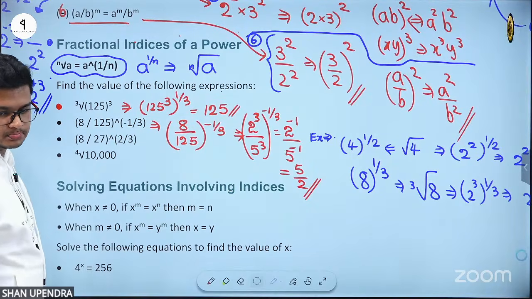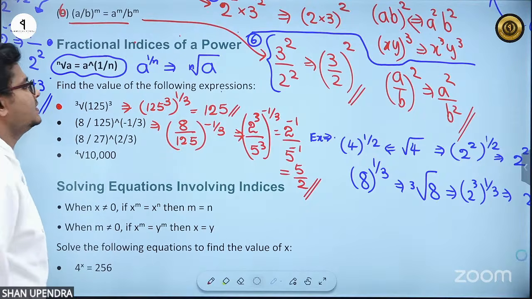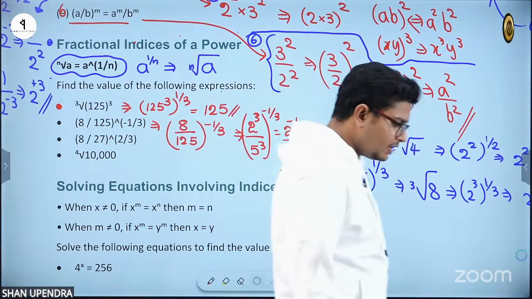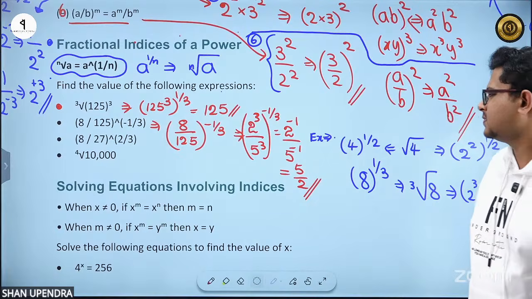Okay, so remember these small indices examples. Do that one. I'll share this document after the class.